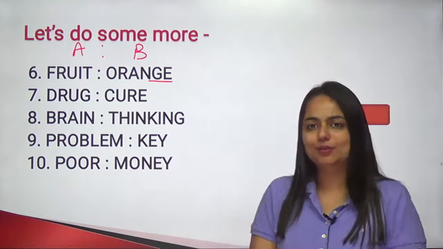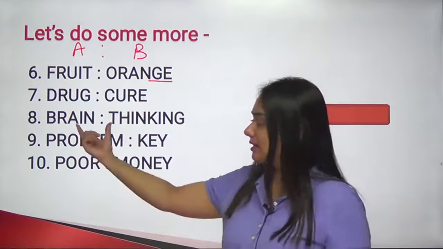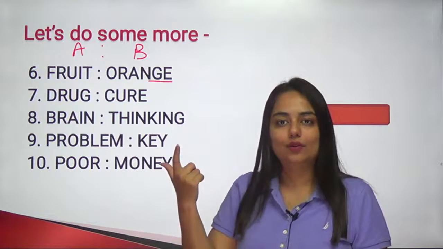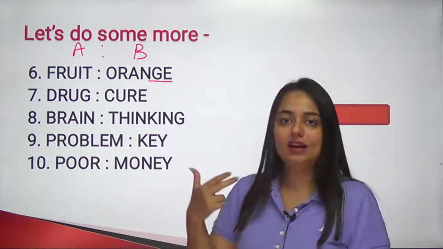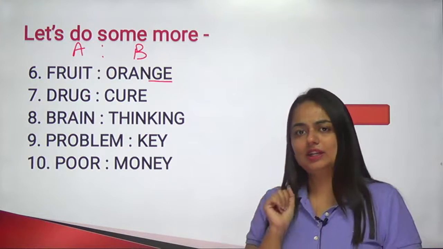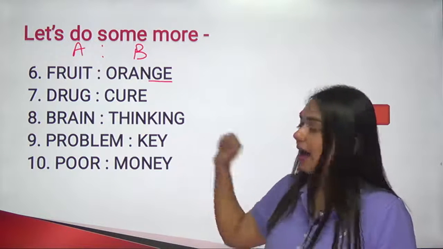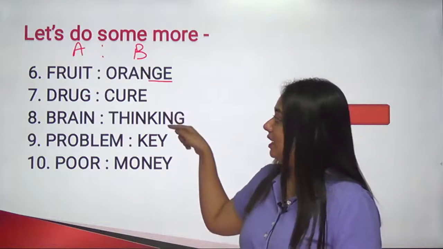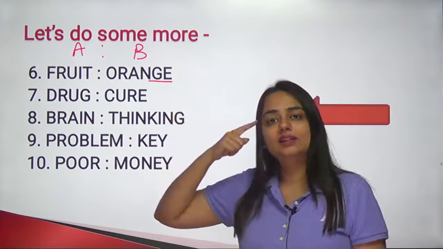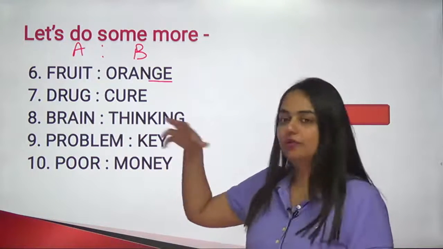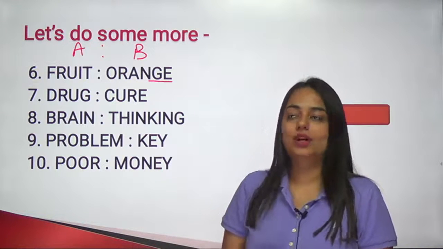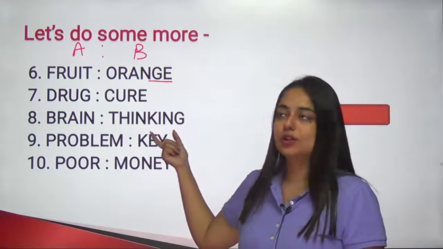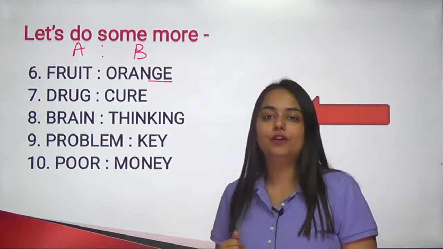Moving on to the next one, brain and thinking. What is the relationship between the two? Now, this is an organ. It's a noun. And this is a verb, thinking. Wherever there are ing words, they are verbs. What is the relationship between this noun and this verb? It is B is the function of A. Thinking is a function of the brain, which is an organ.